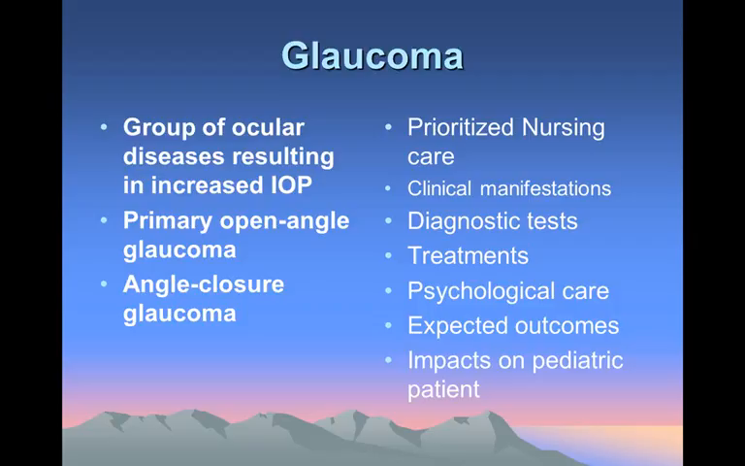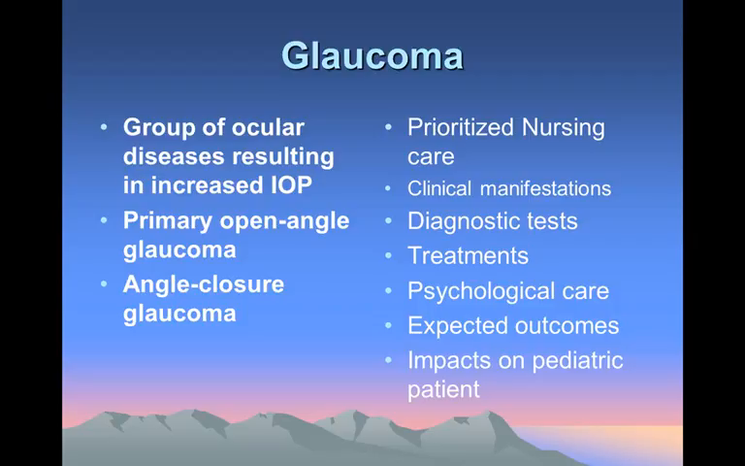Angle closure glaucoma is a sudden onset where the angle, the canal of Schlemm, gets closed and that aqueous humor can't flow out like it's supposed to. You can have a secondary angle closure glaucoma, which can be a result of another procedure like a cataract, or an inflammatory process. All of a sudden that canal gets closed, and that would be an example of a secondary angle closure glaucoma.